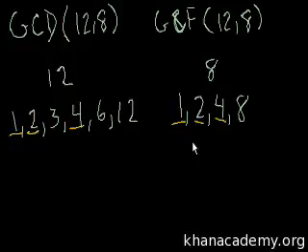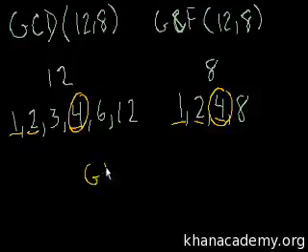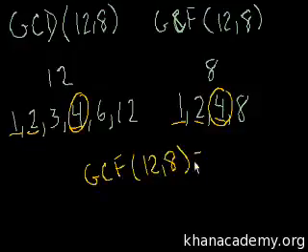So we're not just interested in finding a common factor. We're interested in finding the greatest common factor. So all the common factors are 1, 2, and 4. And what's the greatest of them? Well, that's pretty easy. It's 4. So the greatest common factor of 12 and 8 is 4. Let me write that down just for emphasis. Greatest common factor of 12 and 8 equals 4.